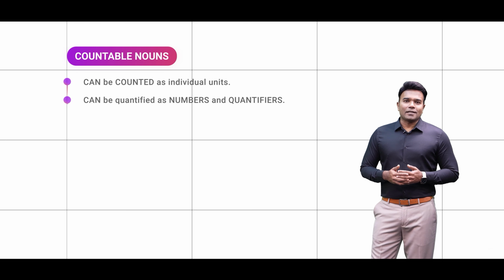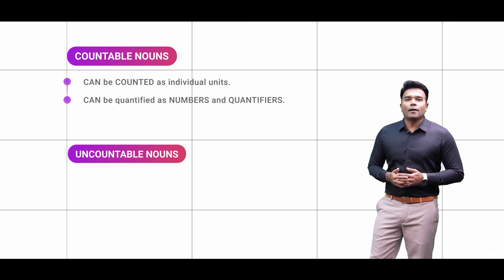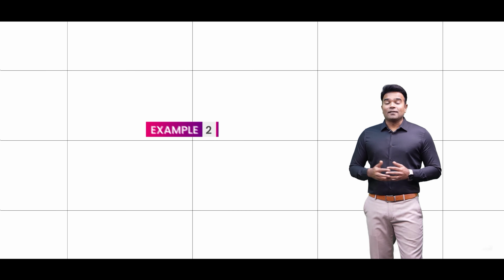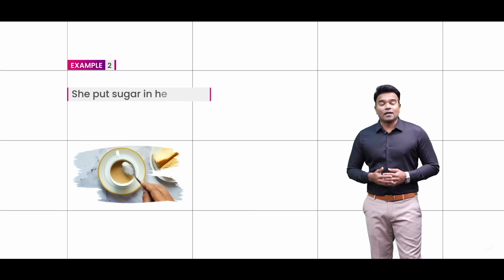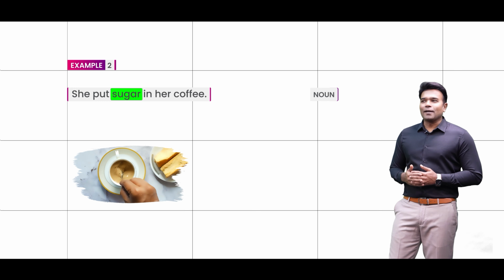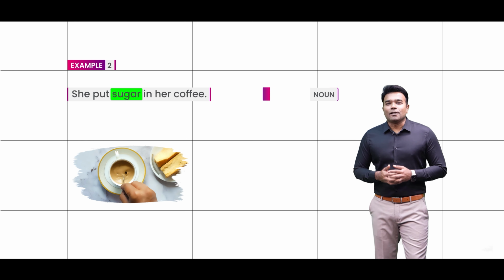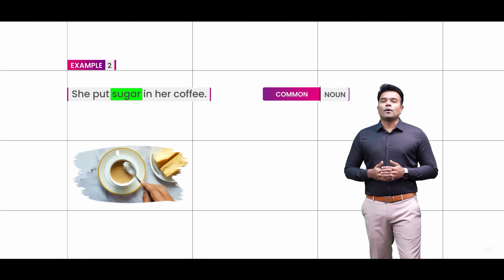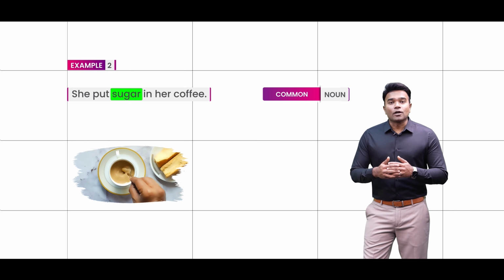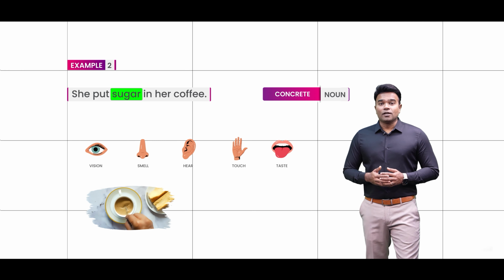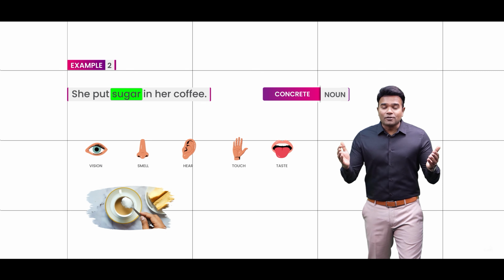But is it the same case with respect to the uncountable nouns? Let me explain it to you. Have a look at this sentence. She put sugar in her coffee. In this sentence, the word sugar obviously happens to be the noun. Not just is it a noun, it's also a common noun because we are not referring to any particular type of sugar over here. Not just is it a common noun, it also happens to be a concrete noun because after all, using your sense organs, you can perceive sugar.